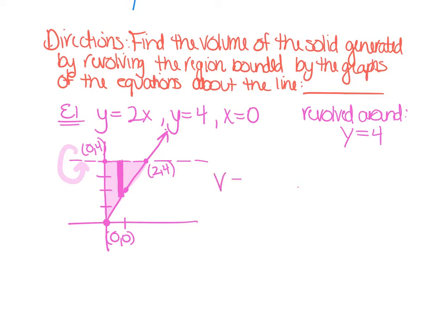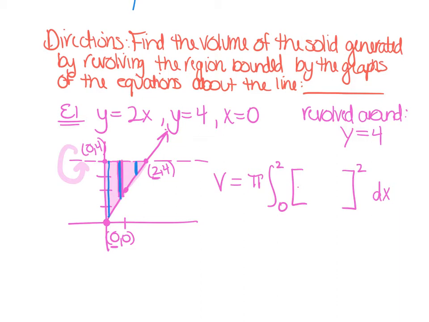So volume will equal pi, our lowest x is 0, our highest x to the right is 2, our radius squared dx. So what we have to do is figure out our radius. So think about your rectangles. How are we going to calculate that height? Or if our rectangle's here, that height. Or our rectangle's here, that height.